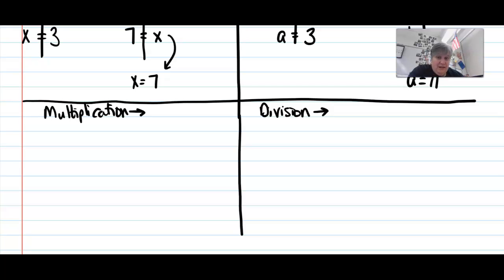So that leaves multiplication and division, and they're the inverses. So the inverse of multiplication is division, and the inverse of division is multiplication. Multiplication. Almost couldn't spell it there for a second.